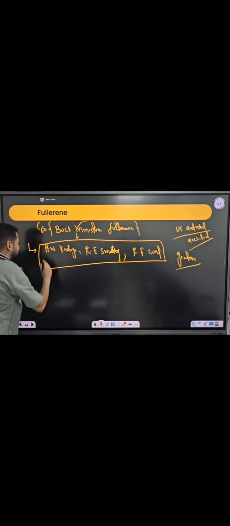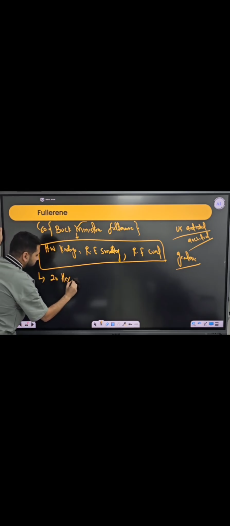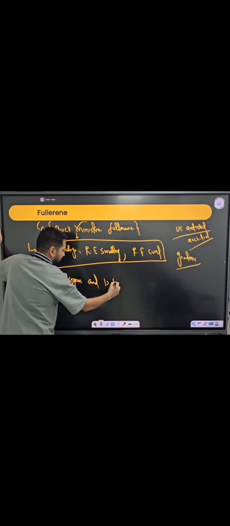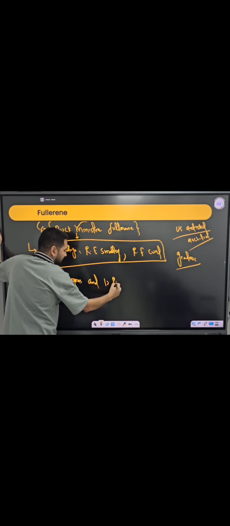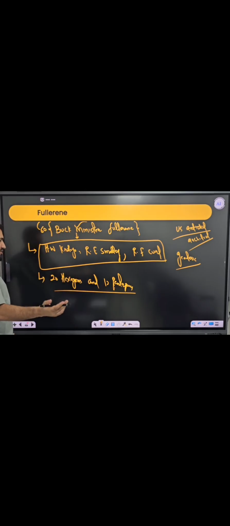Let me tell you, the C60 contains 20 hexagons and 12 pentagons in one molecule. It's also called football structure, Buckyball structure. How actually does it contain 20 hexagons and 12 pentagons? Like this way. This is one hexagon, guys.